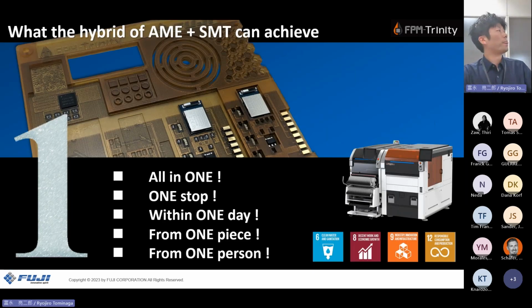Okay, here's a summary. So one machine can offer us the 5-in-1 to the customer. So an all-in-one machine with AME and SMT, and just one stop. And manufacturing can be completed within 1 day. And since we don't require any glass mask tool and metal mask tool, initial, real time, from one piece we can make. And this machine behaves as a personal own factory.